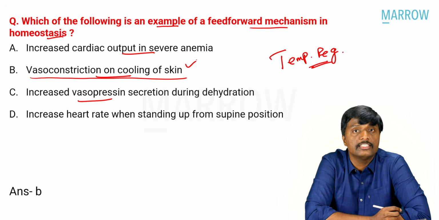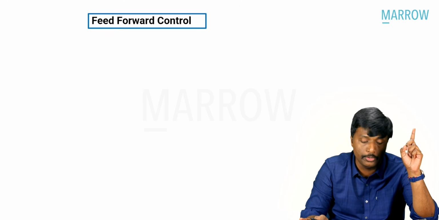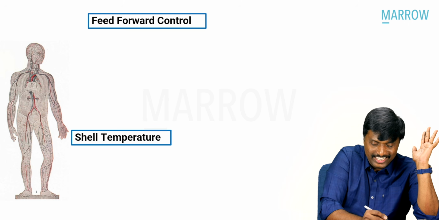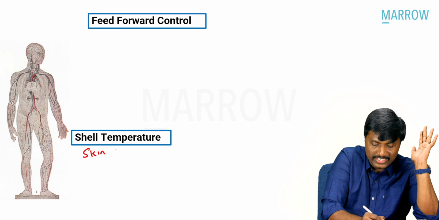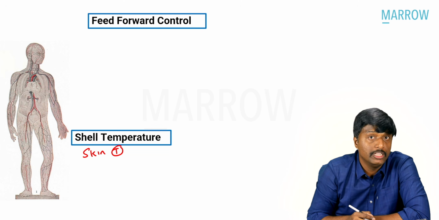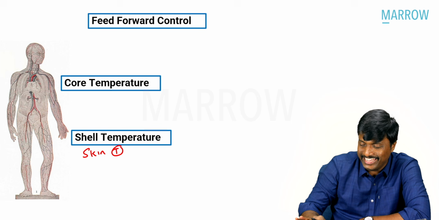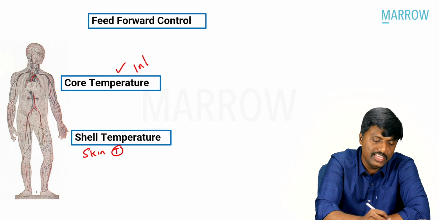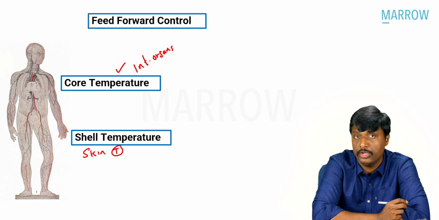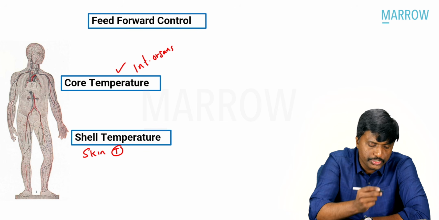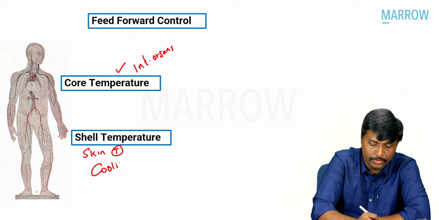A very important discussion. The answer becomes clear-cut now. Remember, feed-forward control is always temperature regulation. There are two important temperatures. First is the shell temperature, that means our skin temperature, the peripheral shell. But the body is always interested in maintaining the interior temperature, that is the core temperature. That is the temperature around the internal organs. Core temperature is what the hypothalamus is basically interested in. What is given in the option? Skin cooling. Okay.